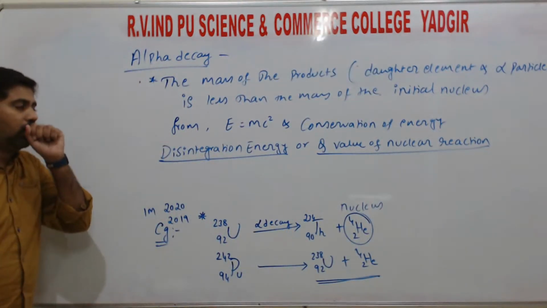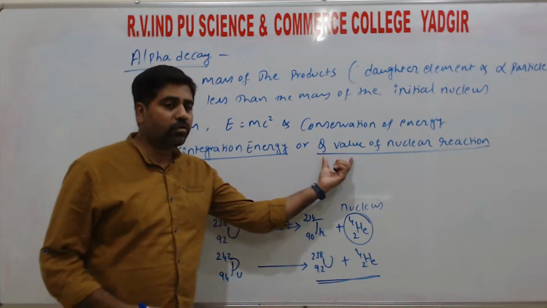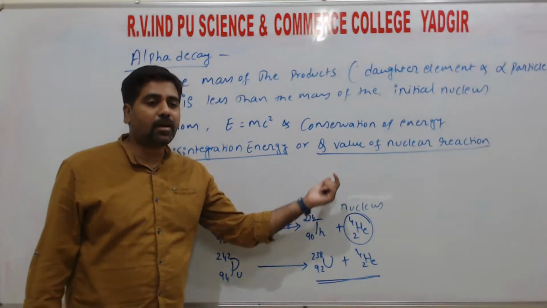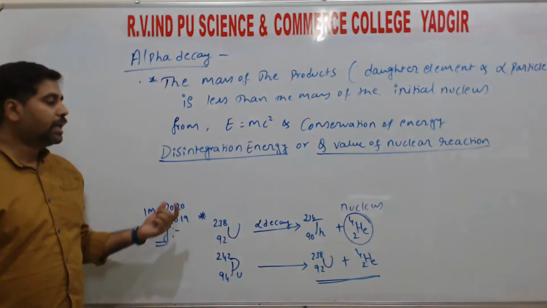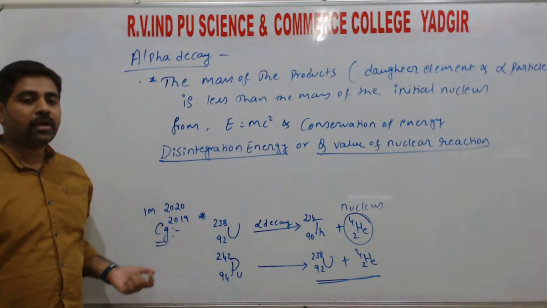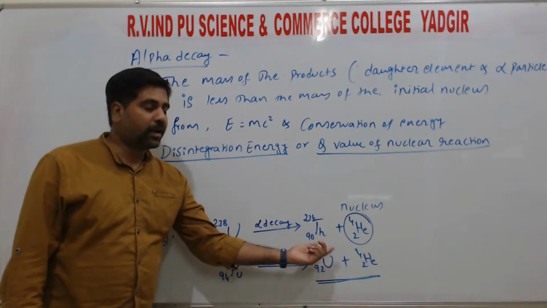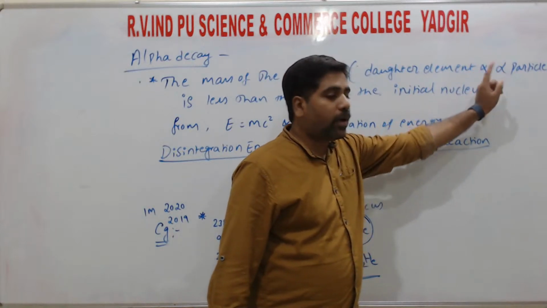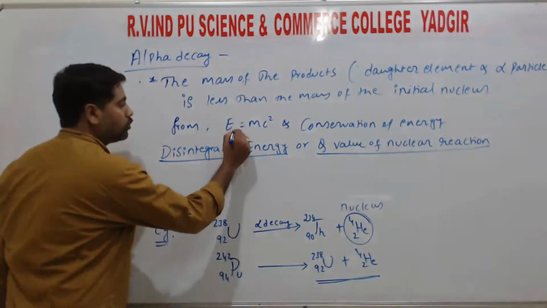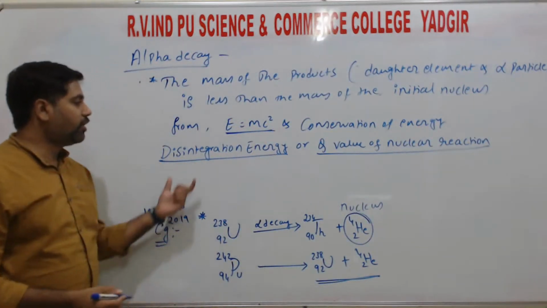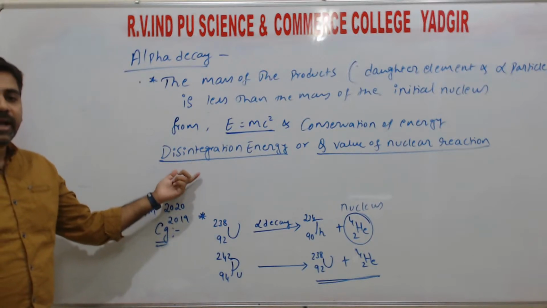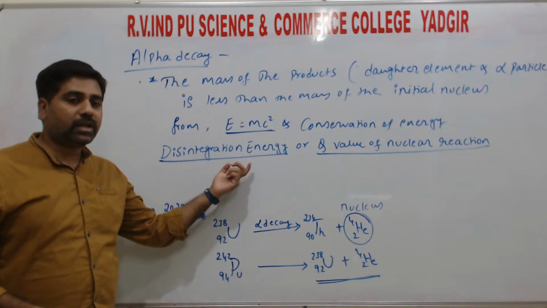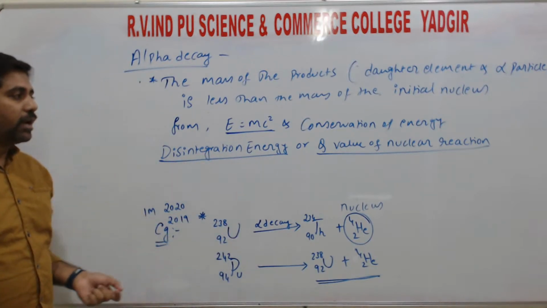The Q value of the nuclear reaction is the difference in the mass energy of the initial mass to that of the product mass, right? Product mass is nothing but the daughter element's mass and alpha particle mass energy, right? So from this relation we are going to define the disintegration energy. So what is disintegration energy or Q value of a nuclear reaction?